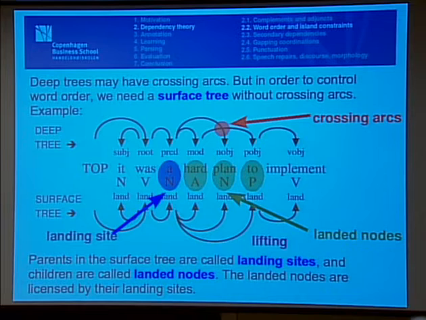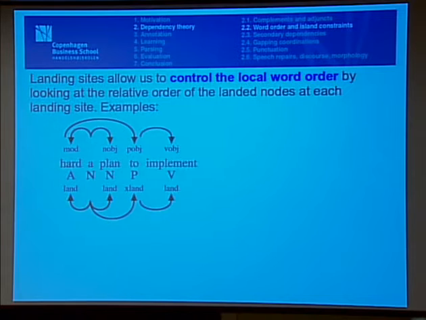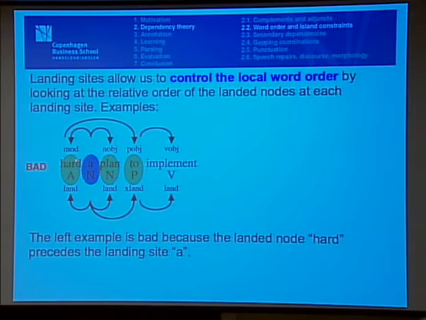And we can apply machine learning methods to do that. So here's how you do it. For example, if we have this word order, "hard, a plan to implement," we all agree this is ungrammatical. Then we can look at the landed node structure and see that what is really wrong about this analysis is that the landed node "hard" precedes the determiner.